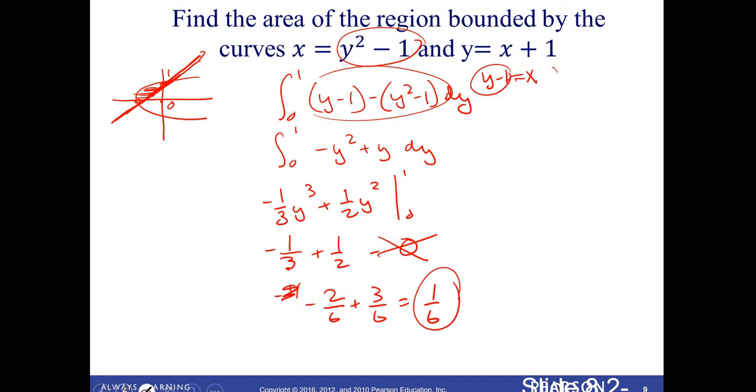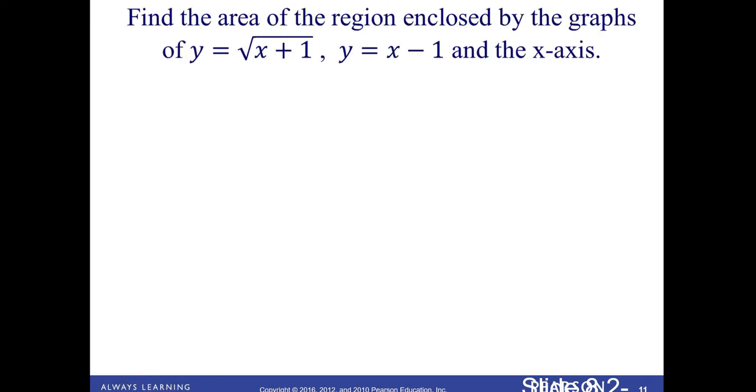All right, I'm going to give you one more, and I'm going to ask you to try this one on your own. And then when you come to class, we'll look at it together. So be sure you do this. Find the area of the region enclosed by the graphs of y equals the square root of x plus 1 and y equals x minus 1 and the x-axis. There are a couple of ways to do this. I want you to work it through. We'll look at the different methods and see what we can come up with as a group. So that's it.